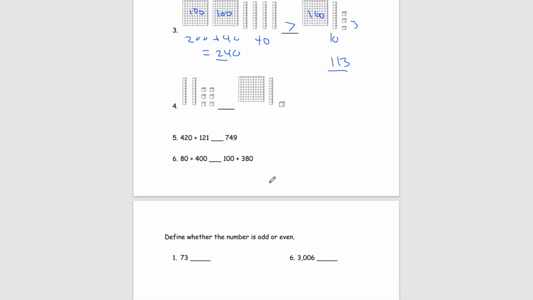Lastly, for our last example for this first page, we have 420 plus 121 is blank to 749. And first off, to get our answer, we're going to have to add these two numbers together. So let's do 420 plus 121. Add these together, 0 plus 1 is 1, 2 plus 2 is 4, 4 plus 1 is 5. And so this side is equal to 541. And when we're comparing the hundreds places, we know that 7 is greater than 5. So that means that this side is less than 749. We're also saying 541 is less than 749.